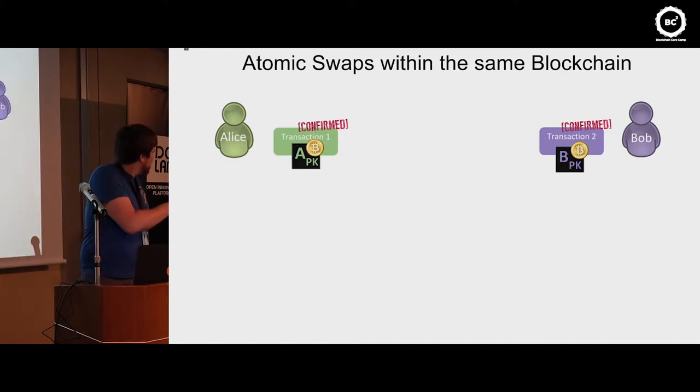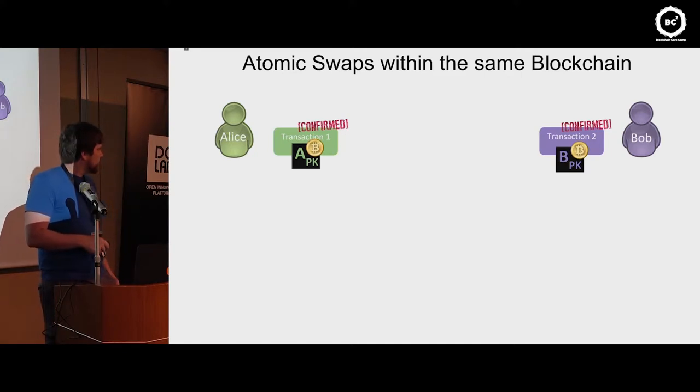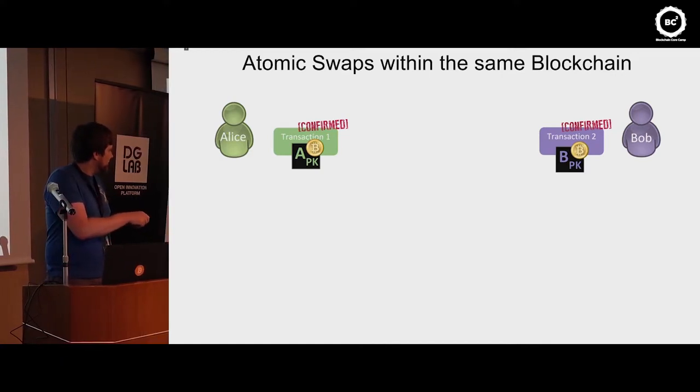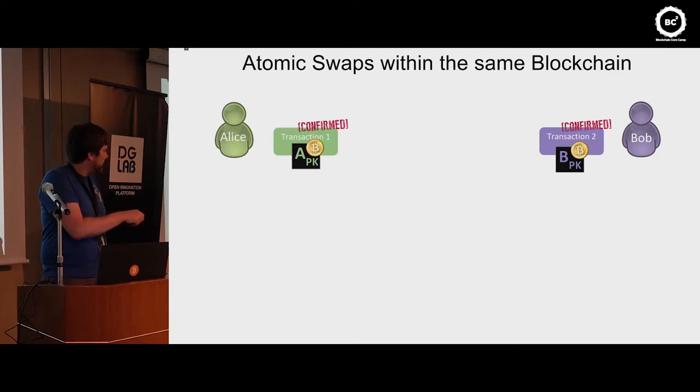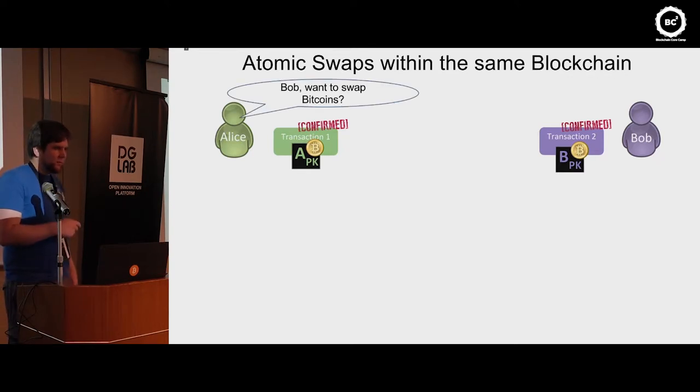So we start with Alice having a transaction which is confirmed on the blockchain with a single output holding a Bitcoin, and only spendable under Alice's public key. And Bob is in a similar circumstance with an output controlled by Bob's public key.